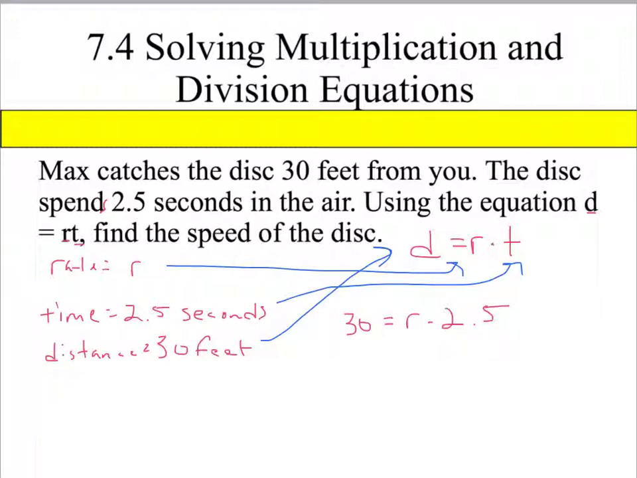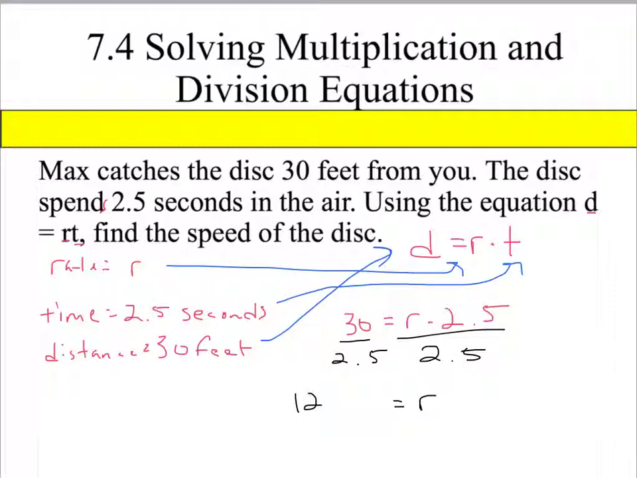Multiplication. We need to take the inverse operation. What's the inverse operation of multiplication? Division. So we're going to divide here by 2.5. So R is going to equal 12. Now, what is the unit though? This is important, just as important as the answer of 12. What is the unit here?